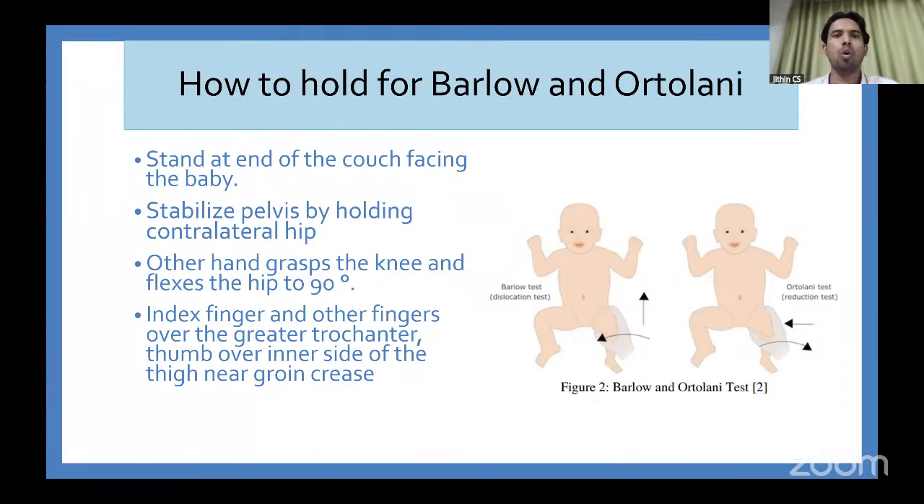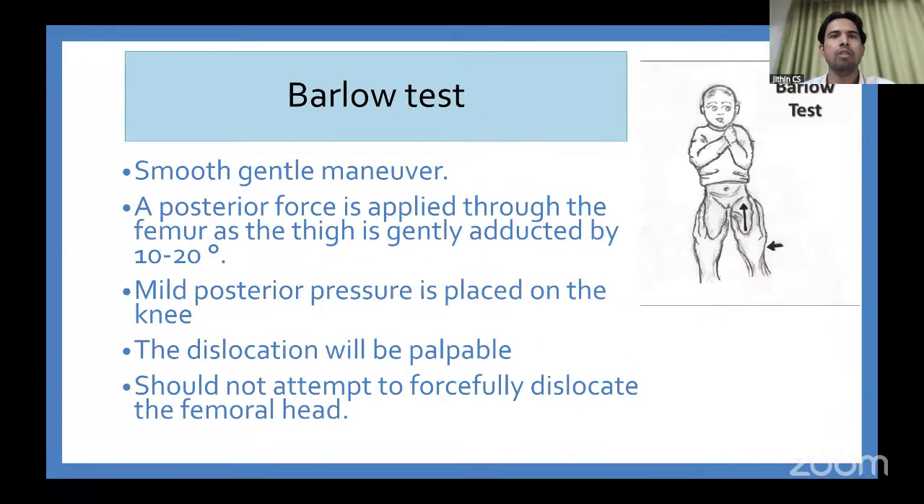And we have to hold the knee of the baby and flex the hip to 90 degrees. The index finger of our hand should rest on the greater trochanter, and the thumb should be on the inner side of the thigh near the groin crease. The Barlow test, which is actually a dislocation test, should be performed in a very gentle maneuver because we should not attempt to forcefully dislocate the femoral head. In some units, they entirely avoid the Barlow test because it is invasive.